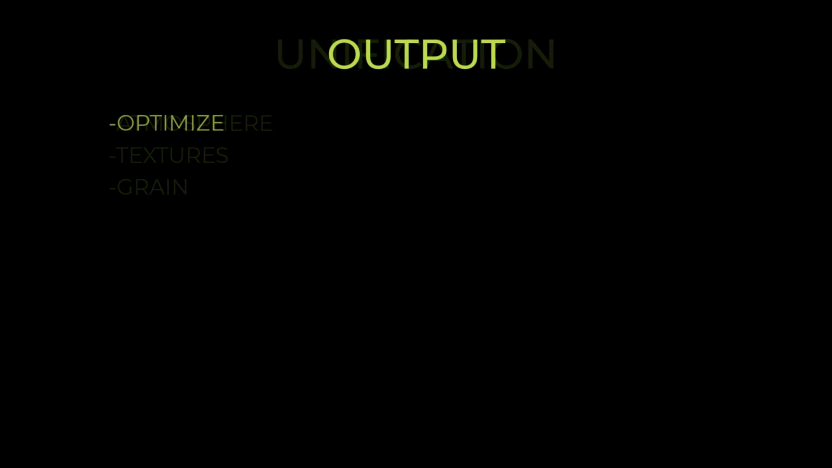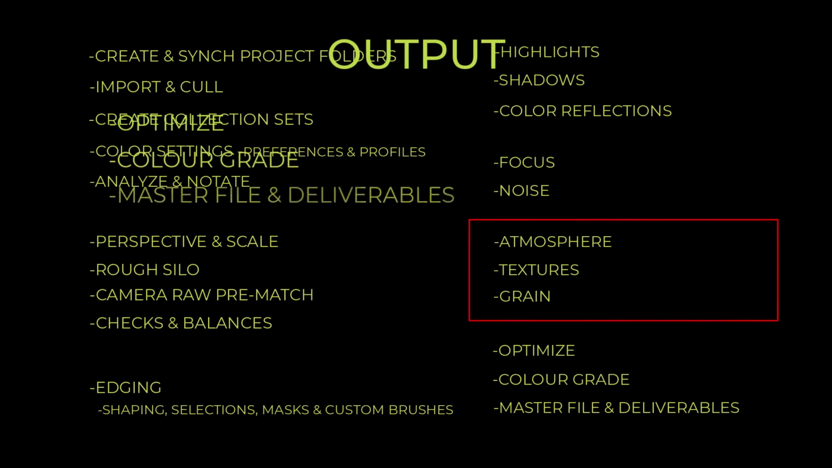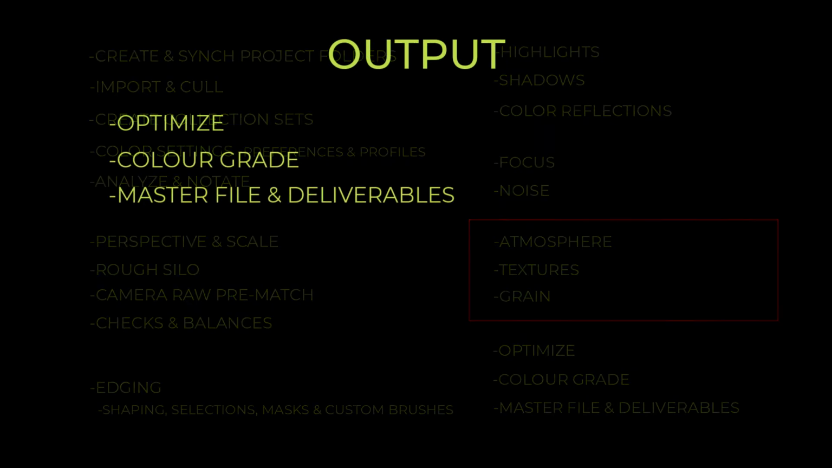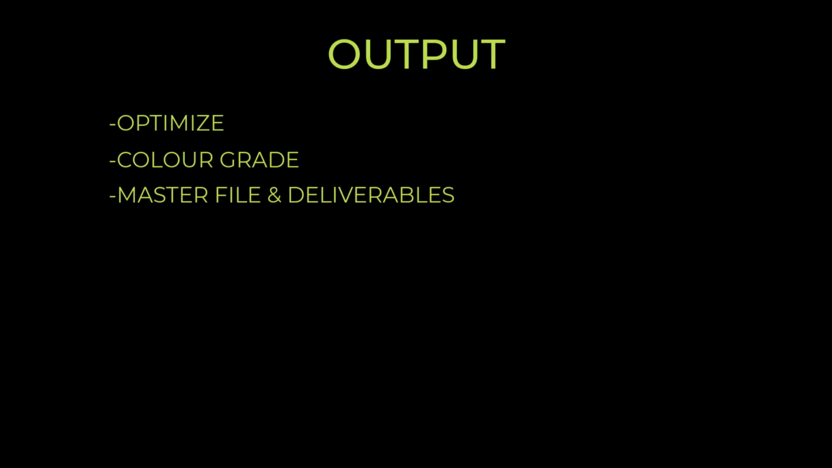Atmosphere adds depth and realism and even a bit of drama to our comp. Textures add mood and the opportunity to include subliminal hints such as shadows, tracks, and silhouettes. And grain coalesces all into a singular unified whole. Output. Optimize, color grade, master file, and deliverables.